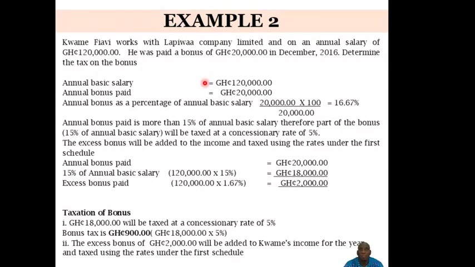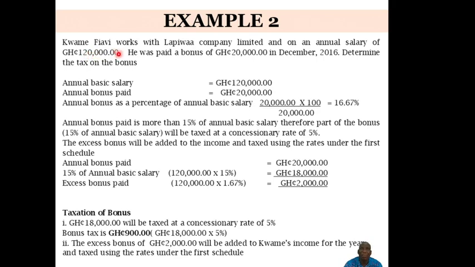Another one. Kwame Fiavi works with Lipawa Company Limited on an annual salary of 120,000 cedis. He was paid a bonus of 20,000. Determine how the bonus will be taxed. Again, the first thing to do is to find 15% of this 120,000.